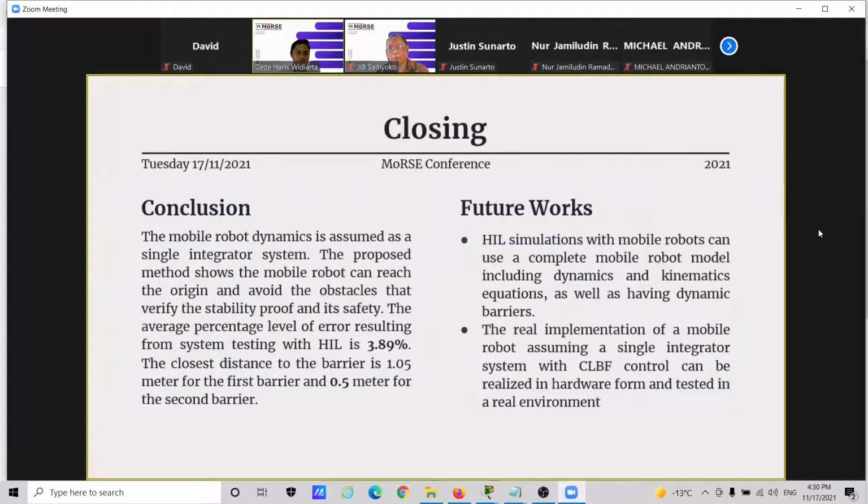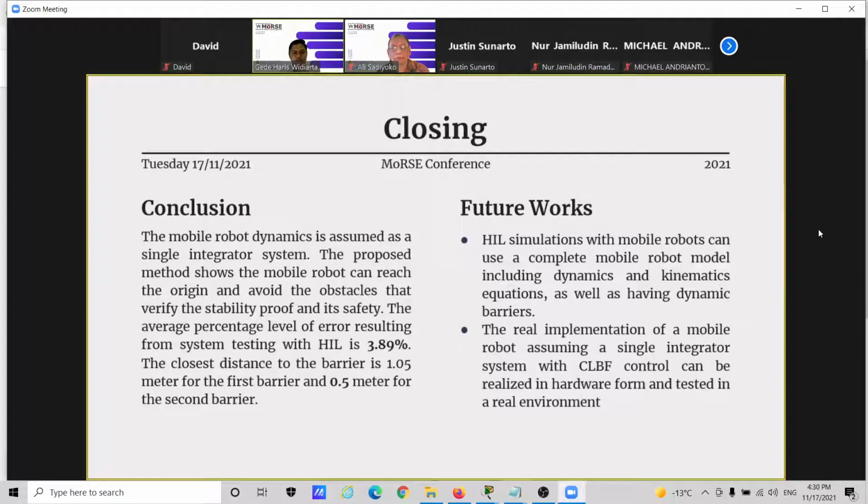Okay, conclusion. The mobile robot dynamics is assumed as a single integrator system. The proposed method shows the mobile robot can reach the origin and avoid the obstacle, which verifies the stability proof and its safety. The average percentage of error resulting from the system testing with Hill is 3.89%, and the closest distance to the barrier is 1.05 meter for the first barrier and 0.5 meter for the second barrier.